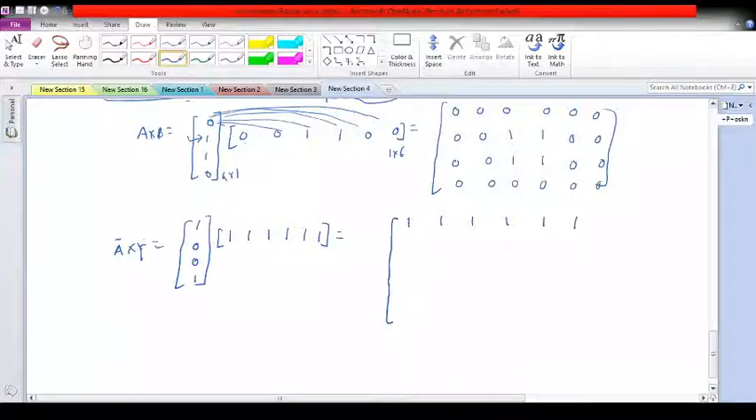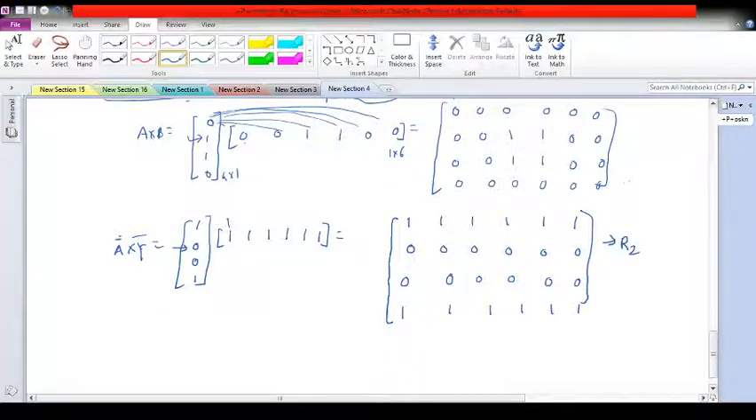Then take the minimum from this, that is the second element, and all the columns. So it will be 0 0 0 0. This is 0, this is also 0. Similarly, this is 0 0 0 0 0 0. This is also 1 1 1 1 1, and this is 1. Okay. Now what is to be done? Suppose this is R2, let me name it, and this is R1.